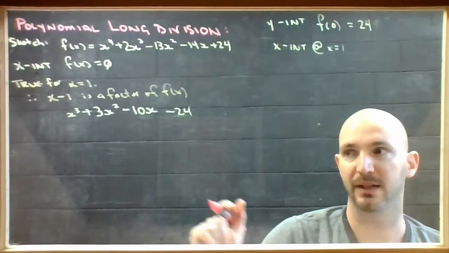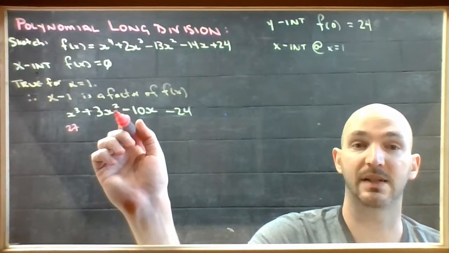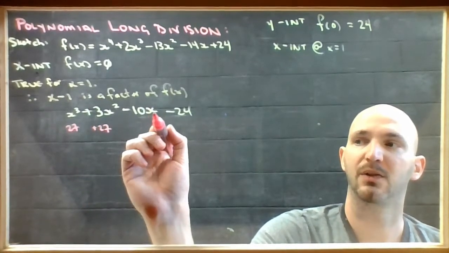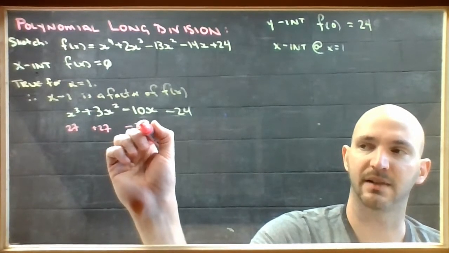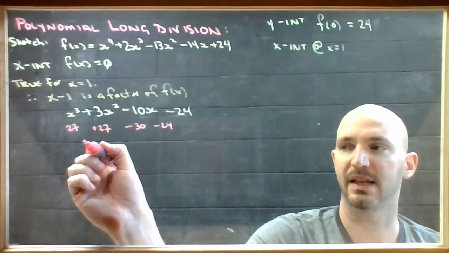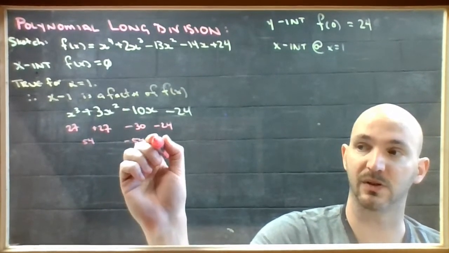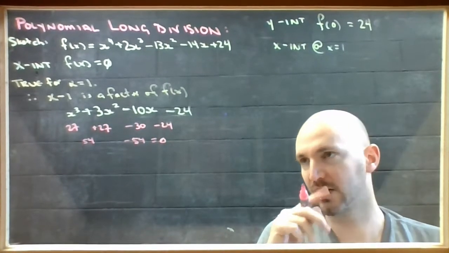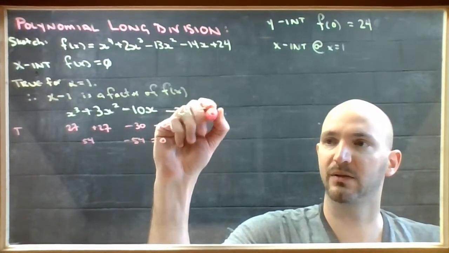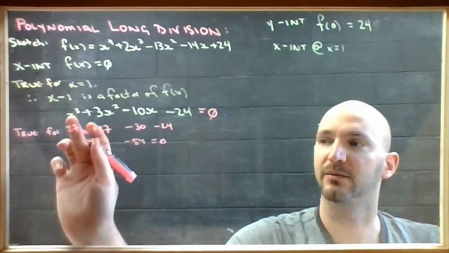So I'm going to try 3. 3 cubed is 27. 3 squared is 9. 9 times 3 is 27. 3 times negative 10 would be minus 30 and minus 24. 27 and 27 is 54. Minus 30 and minus 24 is minus 54. So that equals 0. So this was true. This thing equaled 0 for x equals 3.